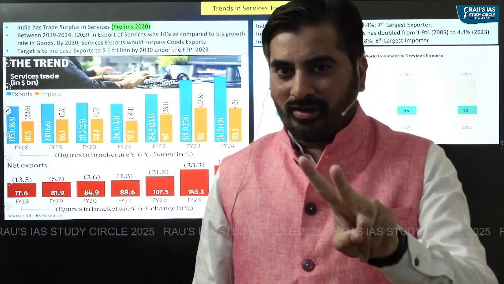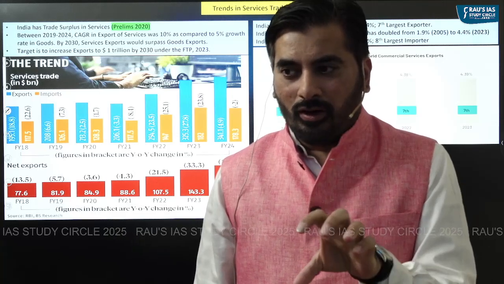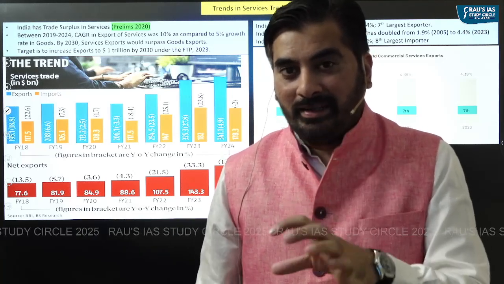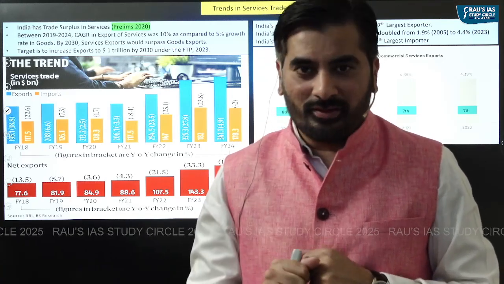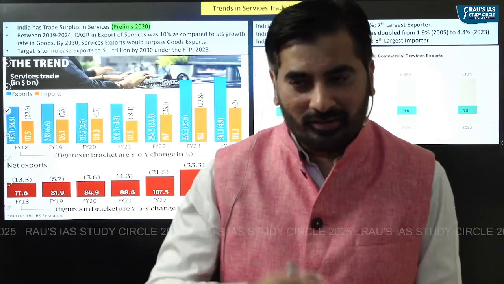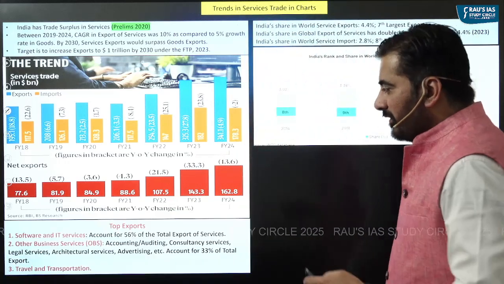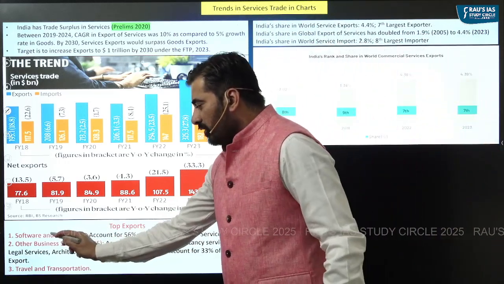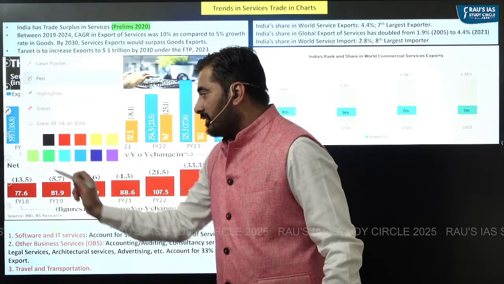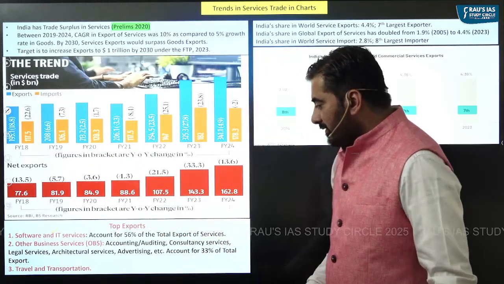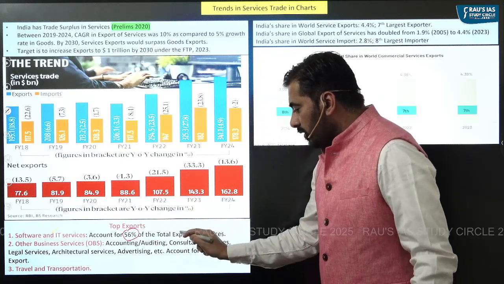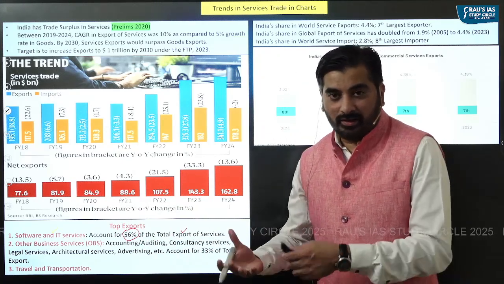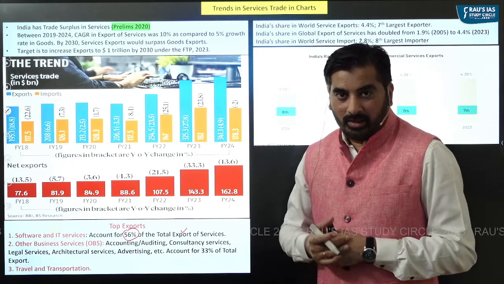Interestingly, there are just two services which account for almost 89% of export of services from India. Just two services. Which are these two services? Let's see this. The first one is software and IT services. Software and IT services account for more than 50% of total export of services. In fact, it is 56%.